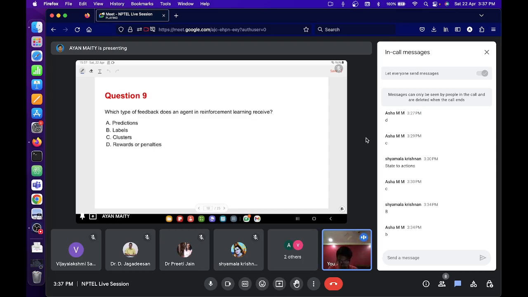Now question 9, which type of feedback does an agent in reinforcement learning receive? Option A is predictions, option B is levels, option C is clusters, option D is rewards or penalties. So what type of feedback does an RL agent receive?